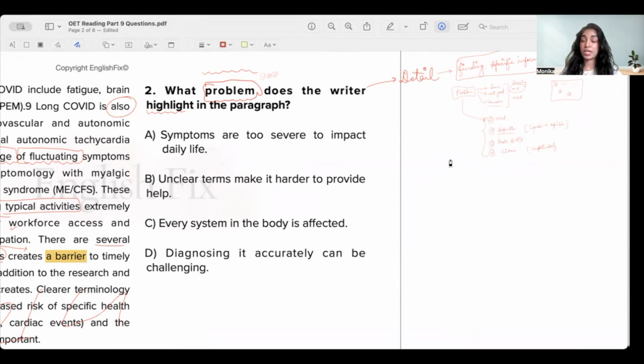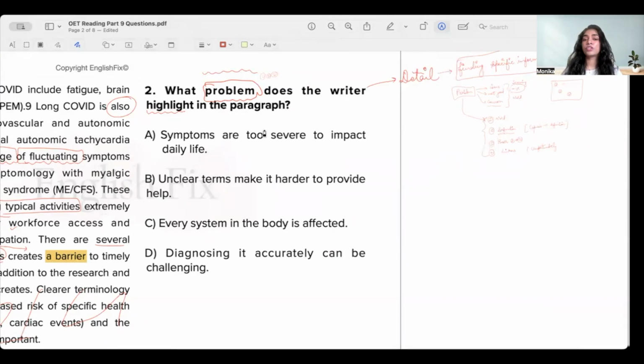No, you find out what is wrong with each answer option. You are eliminating. If you go with elimination, you will definitely be able to get to the right answer. So never select an answer before you have eliminated all answer choices. So what problem does the writer highlight in the paragraph?